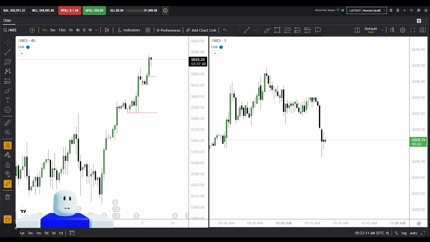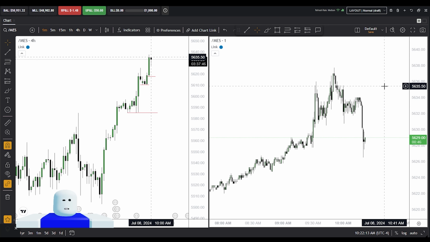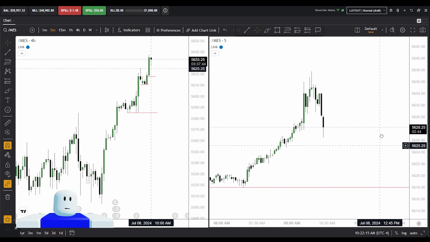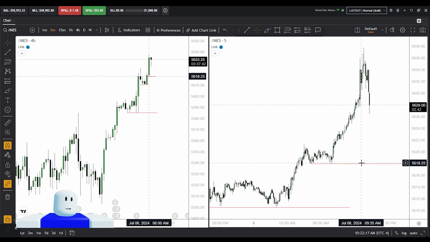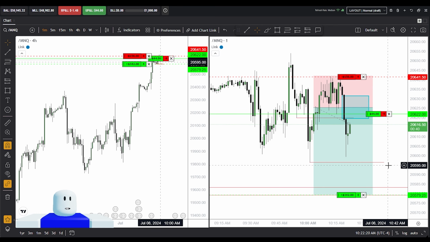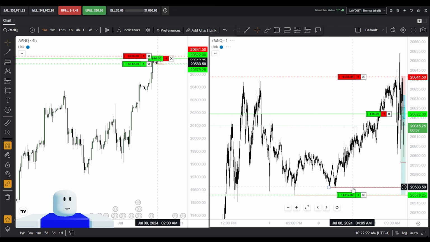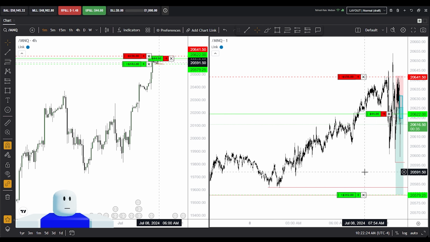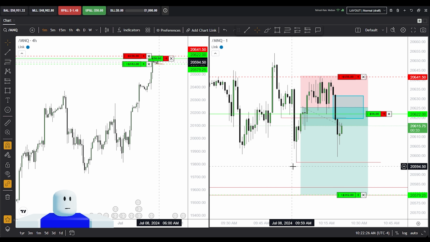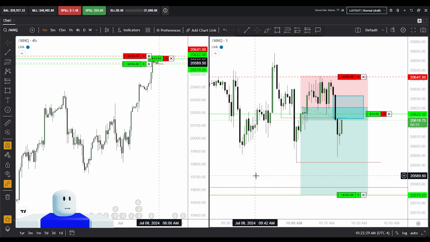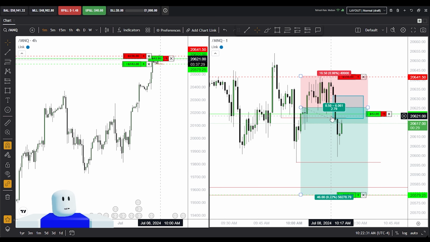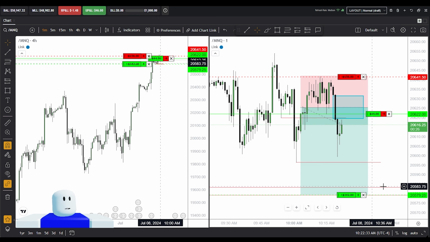Check out ES. Strong dump. Now ES has these clean equal lows to target, whereas NQ doesn't have as clean of equal lows, but it does have equal lows down here, which is what I'm targeting. Let's see how price reacts off this fair value gap. I want to see it trade up into it and then move lower.